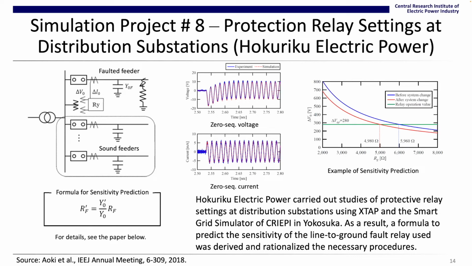This slide shows simulation project number 8, protection relay settings at distribution substations. This simulation was carried out by Hokuriku Electric Power Company. Hokuriku Electric Power Company carried out studies of protective relay settings at distribution substations using XTAP and the smart grid simulator of CRIEPI, which we have in Yokosuka. As a result, a formula to predict the sensitivity of the line-to-ground fault relay used by Hokuriku Electric Power was derived, and they rationalized the necessary procedures.